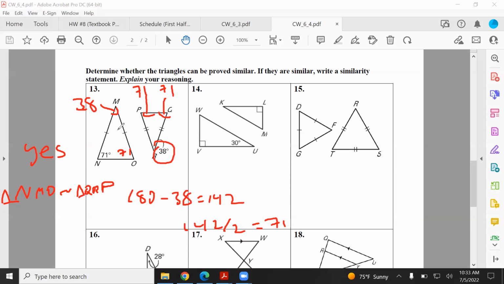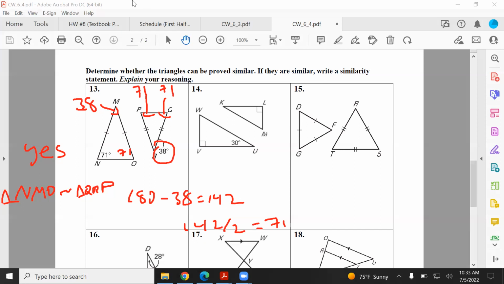And Neil, go ahead. On the statement on the bottom, what's the letter? Yes, it's a vertex angle, the top angle. Let me write that better. NMO. There we go. Okay. So yeah, that's all yes.